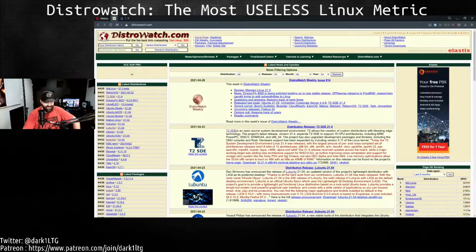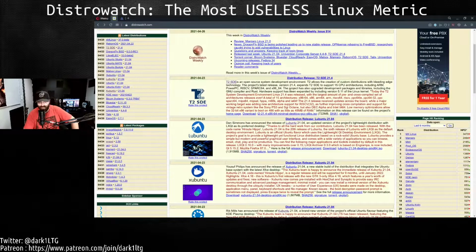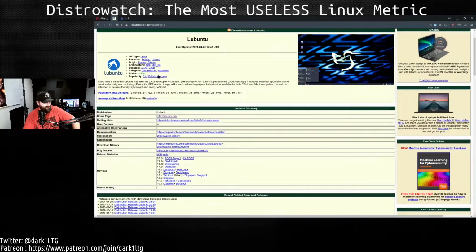All this information, barring like the elastic crap and a lot of the nonsense that's being blocked right now, all this information in here is great. I love the fact you can click on, let's say, Lubuntu. And if you don't know what Lubuntu is, it tells you where it's from, where it's based, what it supports, its desktops, categories, whether it's active.